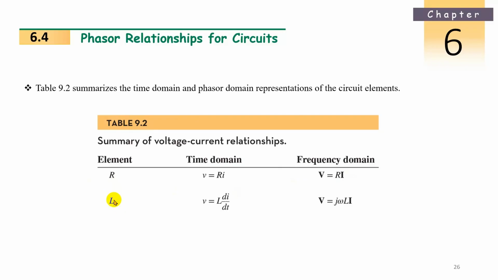Same if we go for the inductance, we know that V is equal to L di by dt, because in time domain we have cosine and sine terms, so we have to differentiate to get the voltage if we have inductance, L di by dt.